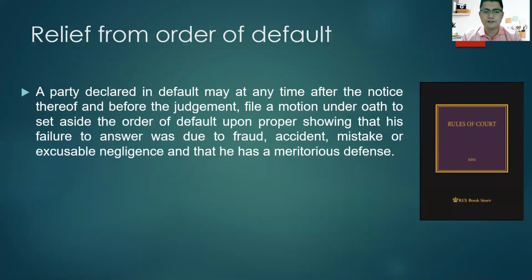Relief from order of default. A party declared in default may, at any time after the notice thereof and before the judgment, file a motion under oath to set aside the order of default, upon proper showing that his failure to answer was due to fraud, accident, mistake, or excusable negligence, and that he has a meritorious defense. So this is the only remedy from an order of default.